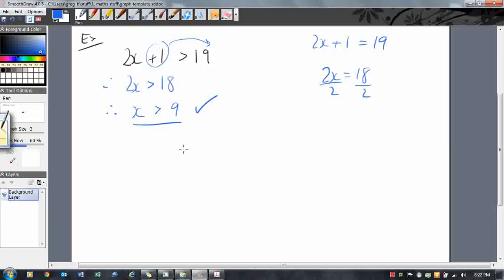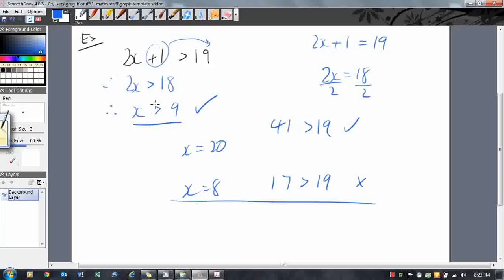Let's just pick one. Let's say x is equal to 20. If x is equal to 20, 2 times 20 is 40, plus 1, 41 is greater than 19. That's true. But if I chose something that's not greater than 9, let me choose 8. What about if x is equal to 8? 2 times 8 is 16. 16 plus 1, we get 17. Is 17 greater than 19? No, that does not work. So because x has to be greater than 9, this is bad.